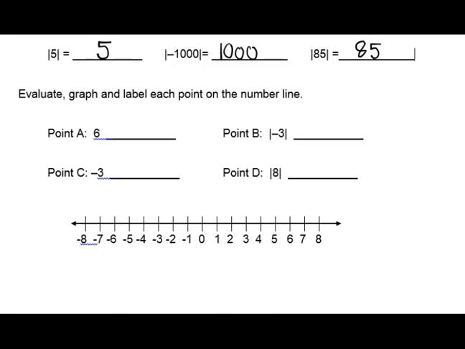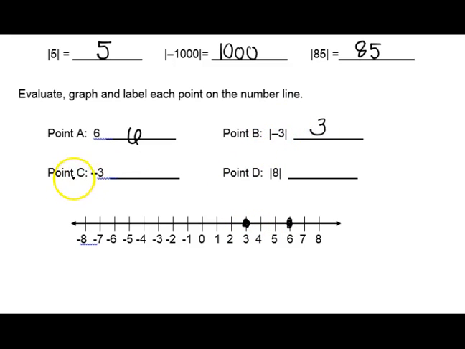Evaluate, graph, and label each point on the number line. We first have to evaluate it. So point A, they want us to graph 6. Well, that's just the integer 6, so that's right here. However, for this one, point B, we have to evaluate the absolute value of negative 3 first. So remember, absolute value is the distance from 0 on the number line. So negative 3 is 3 units from 0 on the number line. So I'm actually going to graph point B at 3, not negative 3, because of the absolute value symbol.